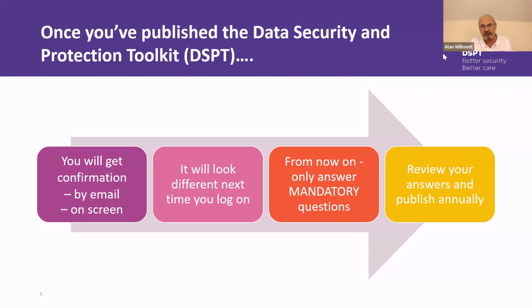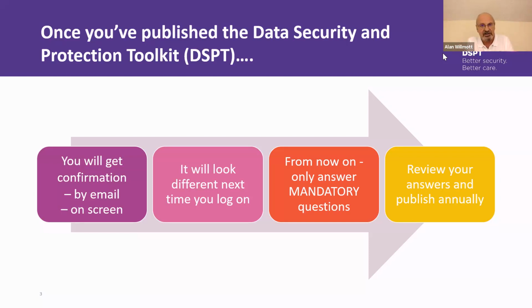So when you publish for the first time, assuming you've selected social care when you set the organisation profile, you will get the social care view for the DSPT. And the social care view has been developed specifically for social care, and the only questions within the social care view are the questions that relate to a social care environment. When you log on the next time, it will look different. And I'll explain more about that as we go on.